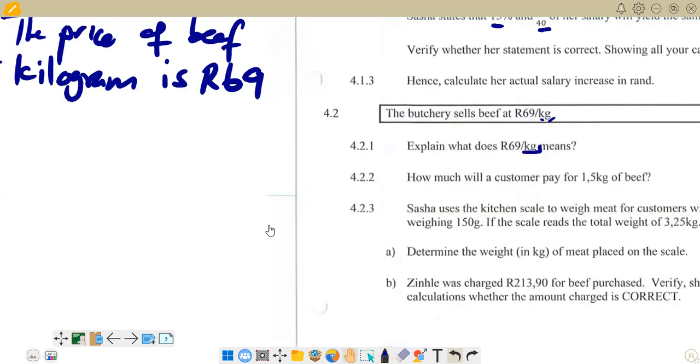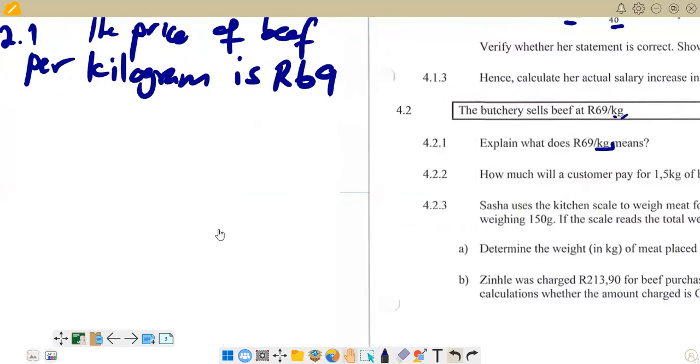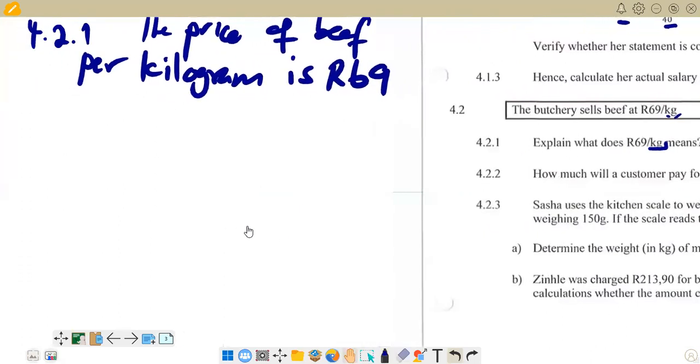On 4.2.2, the question reads, how much will a customer pay for 1.5 kg of beef? So what does it mean? We are given that a kg is 69 rands. So what about 1.5 kgs? Very simple. We are going to say 1.5 times 69 to get our value for the 1.5 kg that we are given. We are now on 4.2.2.